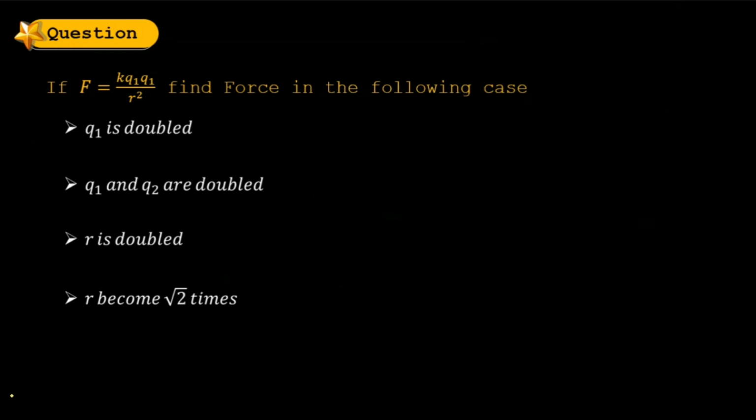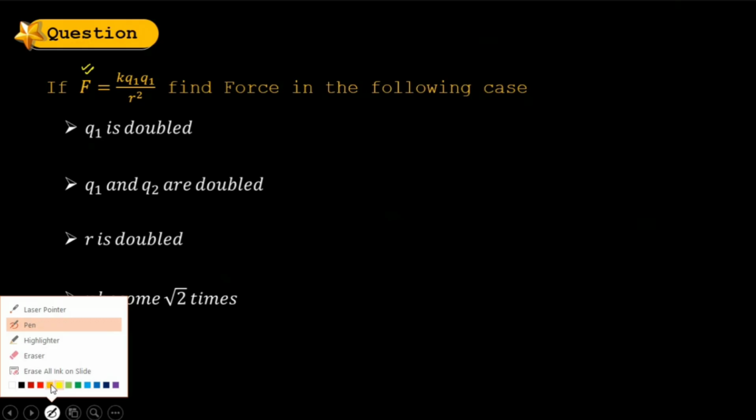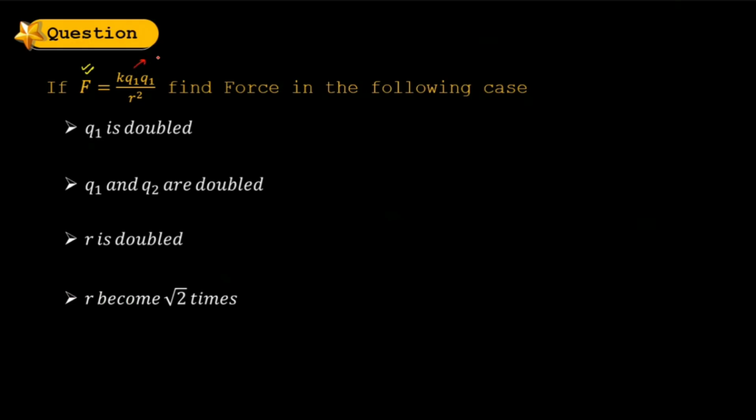So let us try to figure out how the force will change if these different things change. For example, the first part says: if Q1 is doubled, like if I know this is the relation for force that we're going to use, and in this relation Q1 becomes 2Q1, what will happen to the force?